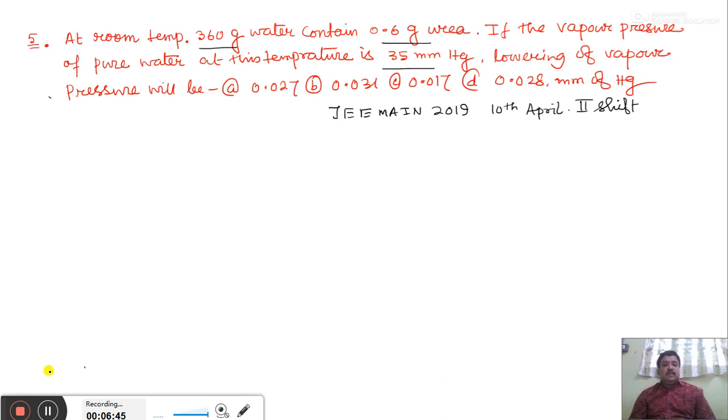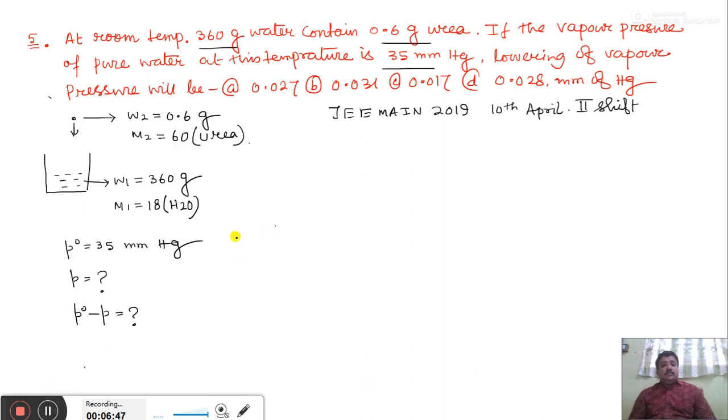Now the solution. In this question, 360 gram of water is present, having molecular weight 18, and 0.6 gram urea is dissolved, having molecular weight 60. From the question P0 is 35 mmHg. Now we have to calculate P0 minus P. For this reason, at first P will be calculated, then P0 minus P is calculated.